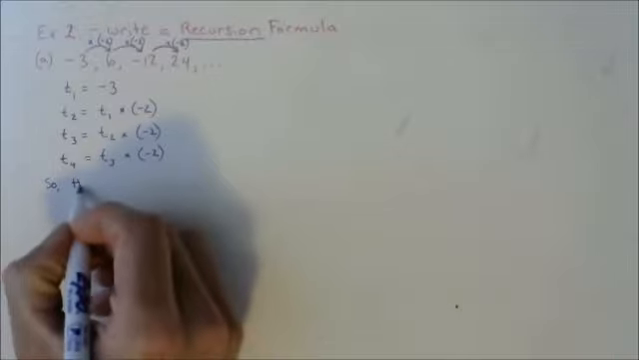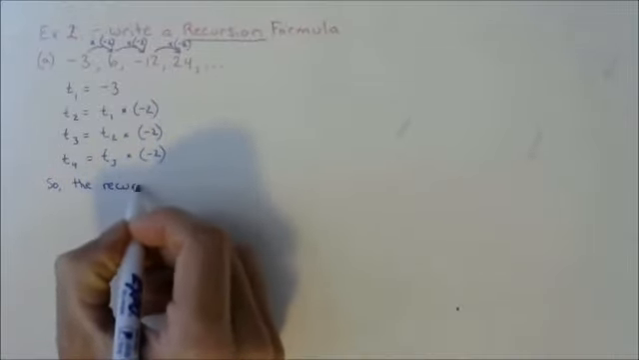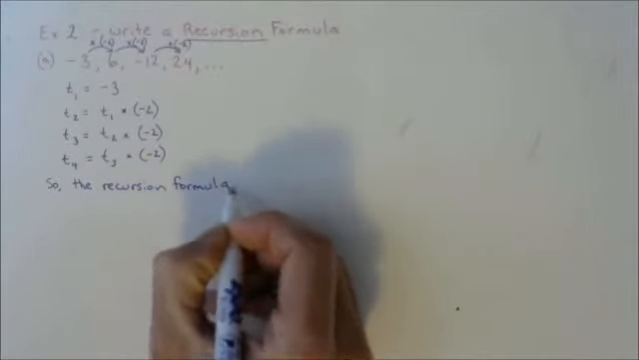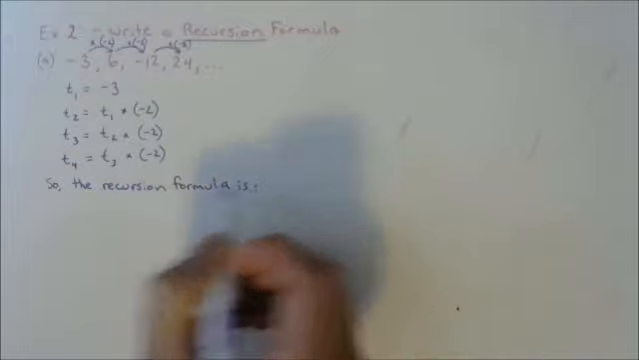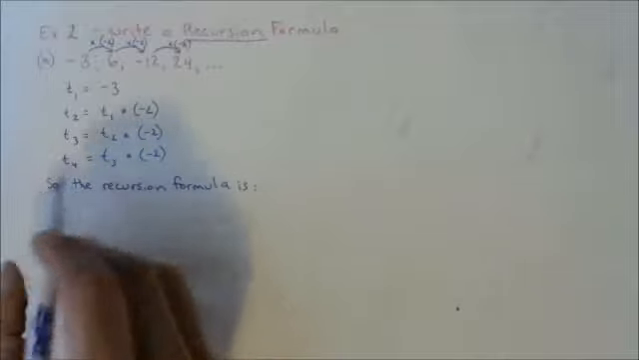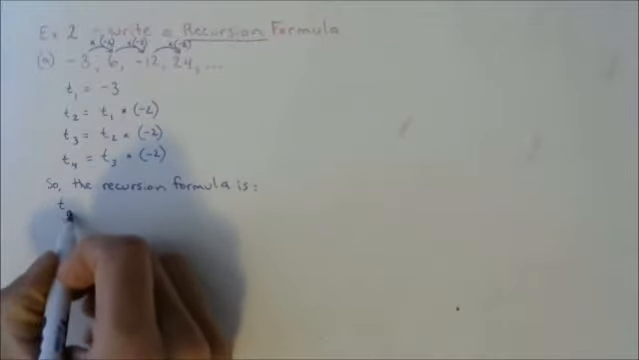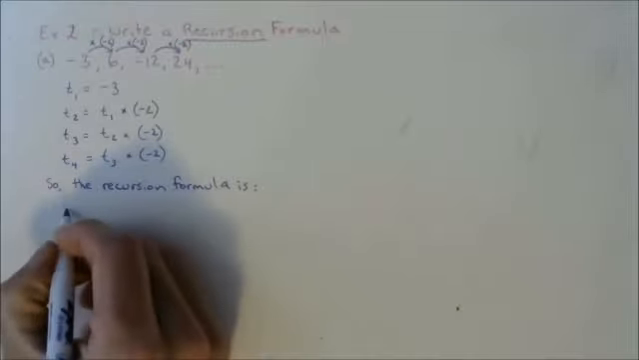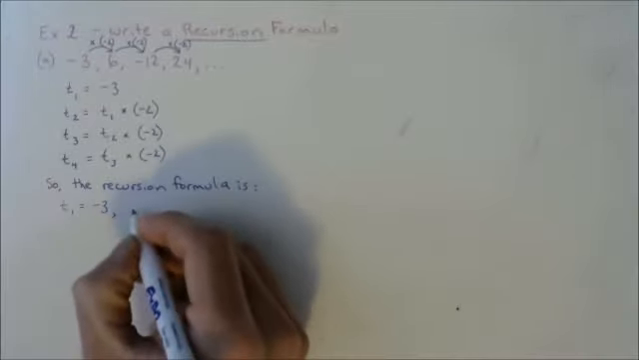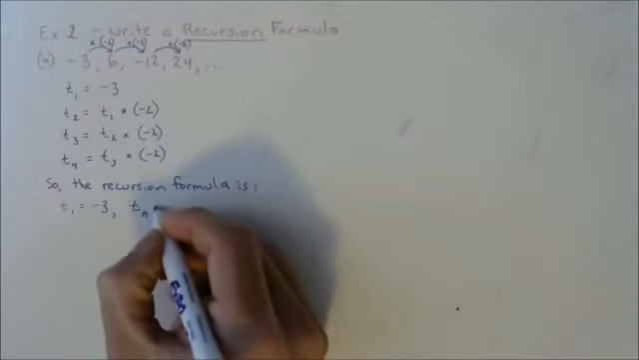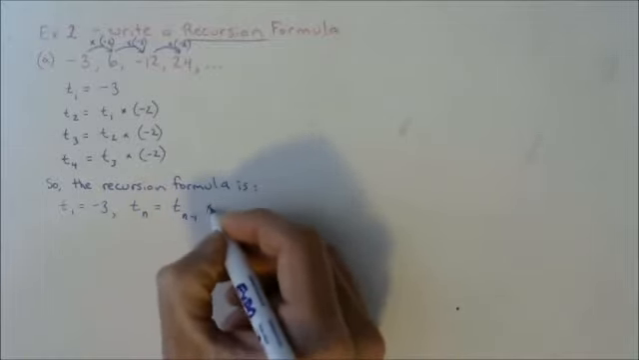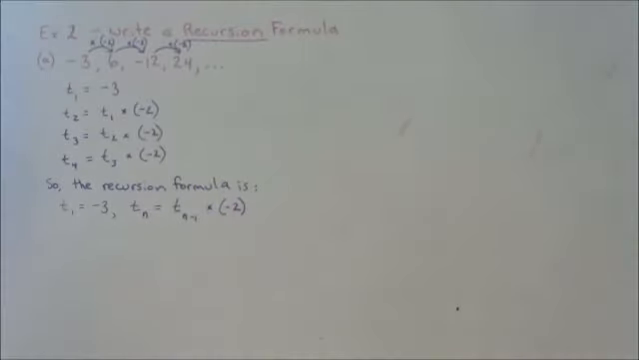So the recursion formula is, and I'm just going to directly take what we've established, except I'm going to use n and n-1 for our term numbers. We need to start with our first term, right? The recursion formula starts with the given term. First term is -3. The second part of it is any subsequent term can be found by taking the preceding term and, in this case, multiplying by -2.